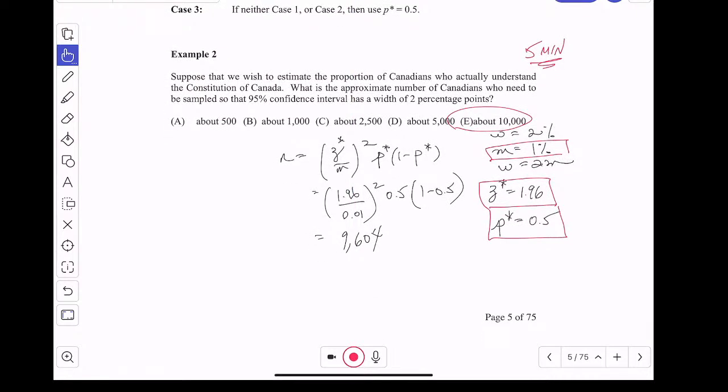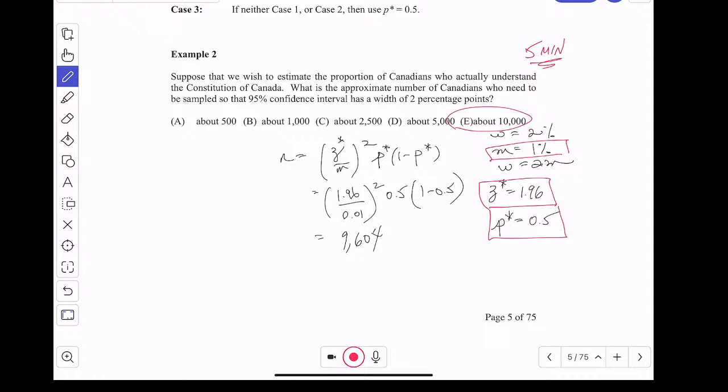So the best answer is this one. And the logic is, when it comes to sample size estimates, you always round up. So in your choice between these two, you go up to 10,000.